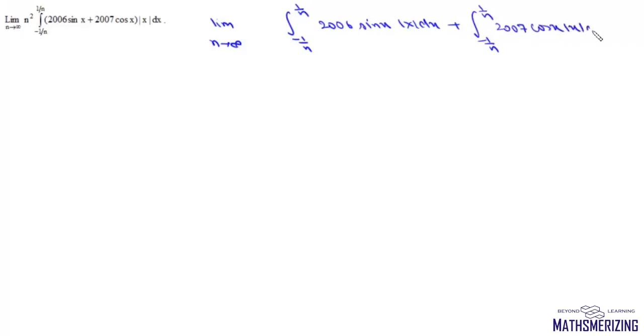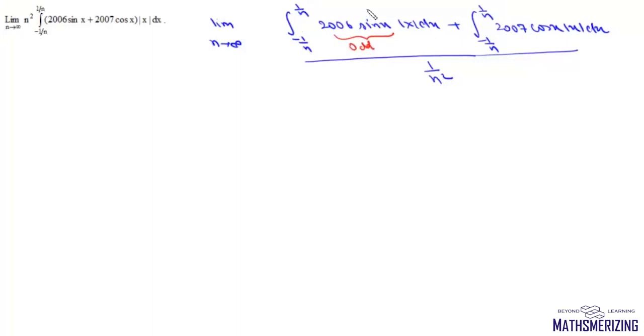Now what we'll do is, we'll write this limit as limit n tends to infinity, the integral from minus 1 by n to plus 1 by n of 2006 sin x into mod x dx, plus the integral from minus 1 by n to plus 1 by n of 2007 cos x mod x dx, whole divided by 1 upon n square.